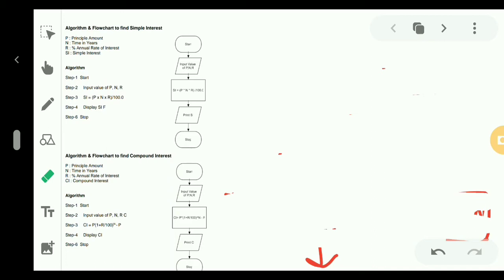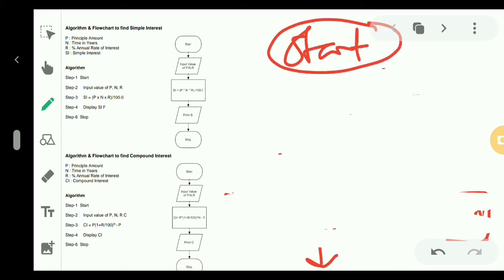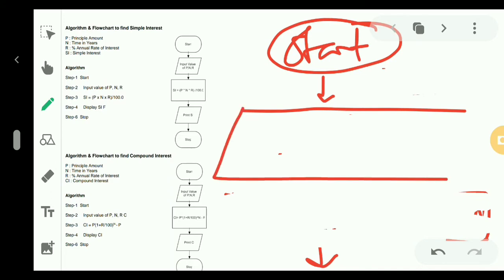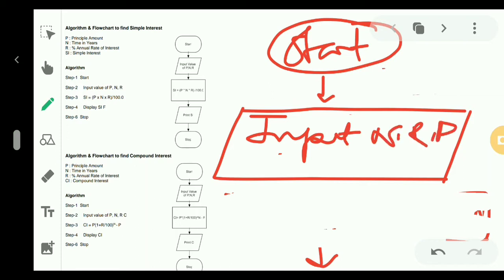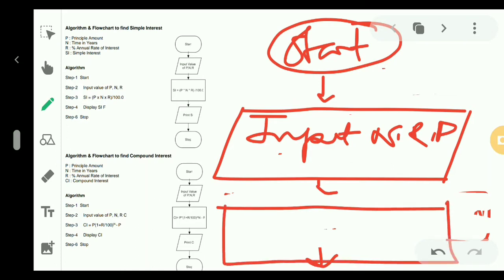So how to start? First is start, in an oval shape, and now we have to take input. What input will you take? N, R and P. These three are the input we have to take. After taking the input, the next step is for the calculation purpose. Calculation is always done in the rectangular box. That is, we have to find the compound interest.